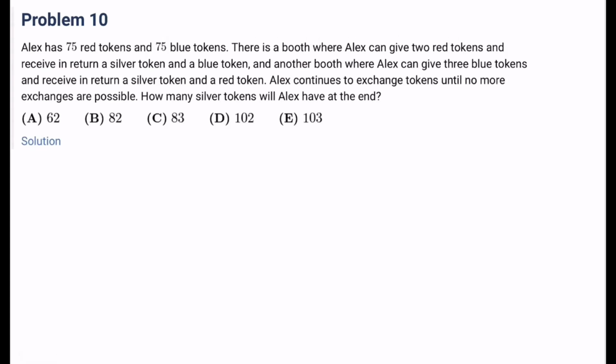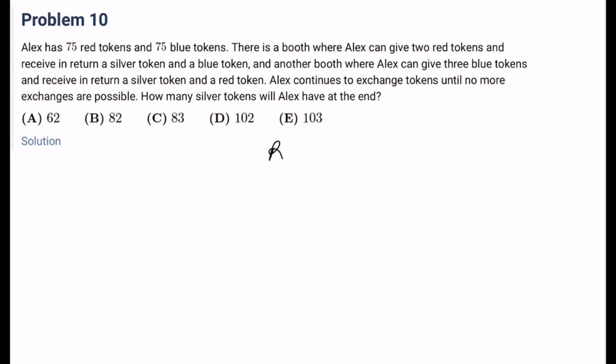Number 10. Alex has 75 red tokens and 75 blue tokens. There is a booth where Alex can give 2 red tokens and receive in return a silver token and a blue token, and another booth where Alex can give 3 blue tokens and receive in return a silver token and a red token. Alex continues to exchange tokens until no more exchanges are possible. How many silver tokens will Alex have at the end?